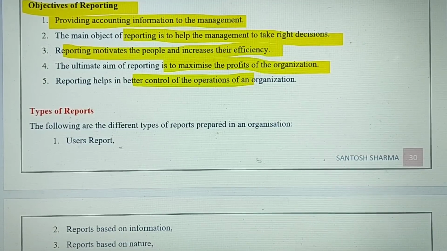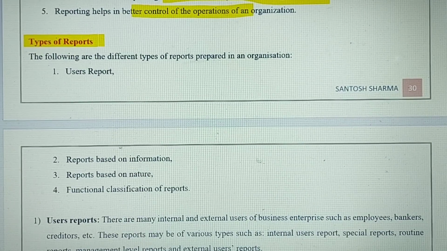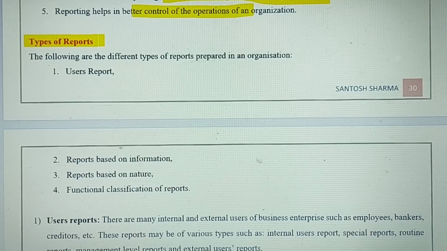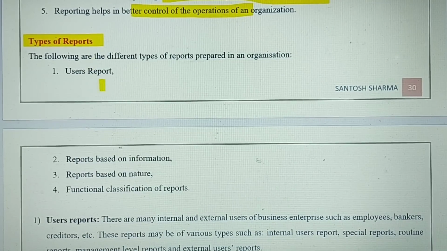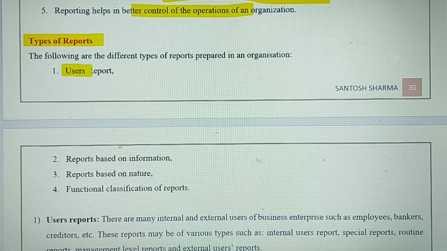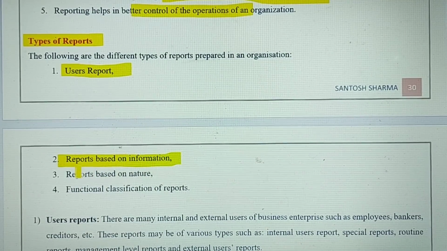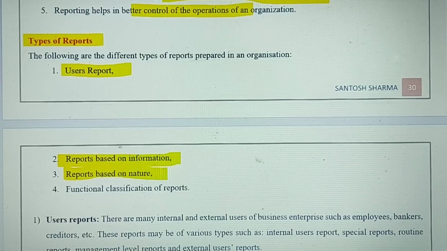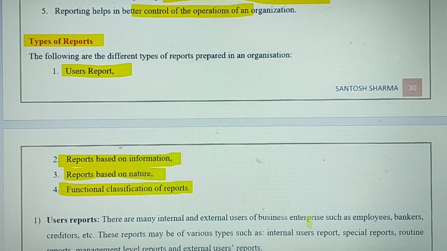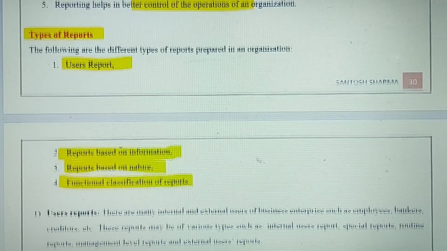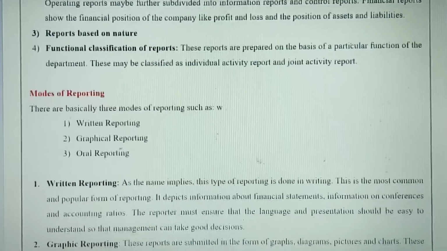Okay, now this question, different types of reports. This is also a very common question that comes in exams many times. In a company we generally prepare these four types of reports. The first one is users report, the second one is report based on information, thirdly report based on nature, and fourthly functional classification of reports. And again, all these reports are classified into subcategories, and you need to revise all these things.